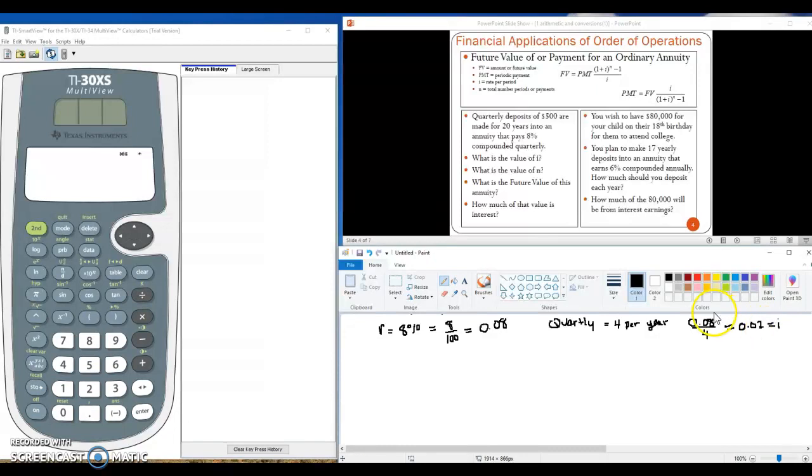Next thing it asks us is, what is the value of N? We had this in the previous problems as well. N is the total number of periods or payments. So here we see that there are quarterly deposits for 20 years. So quarterly we know is 4, so we have 4 per year, and we're doing that for 20 years. So 4 times 20 gives us 80 as the N value.